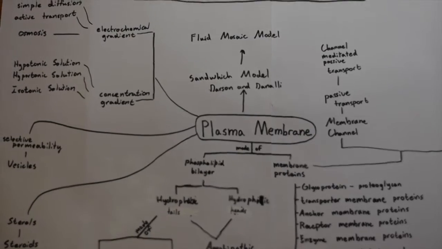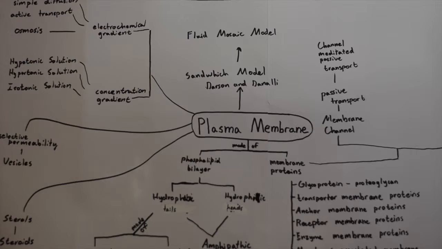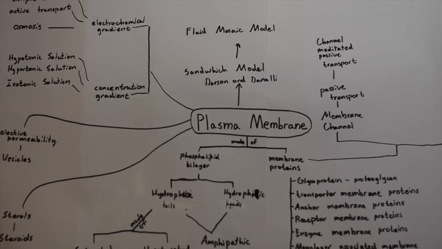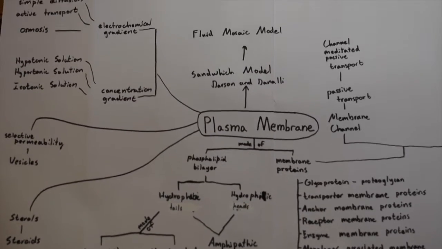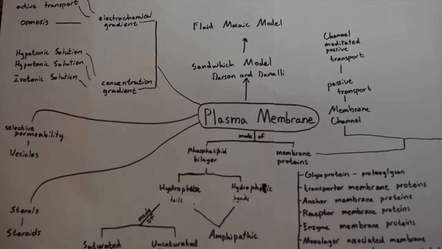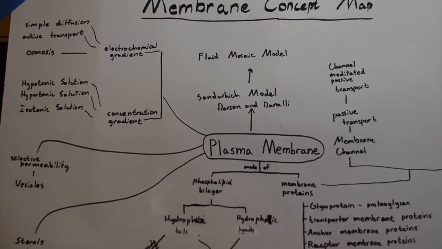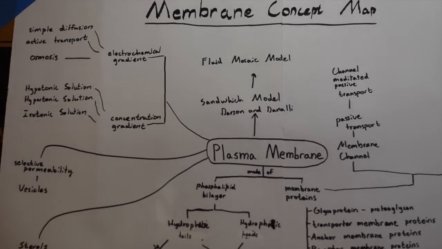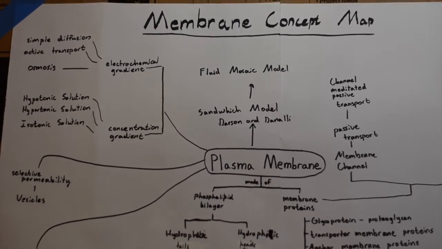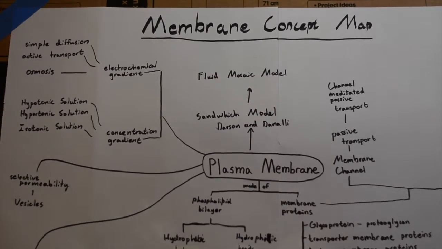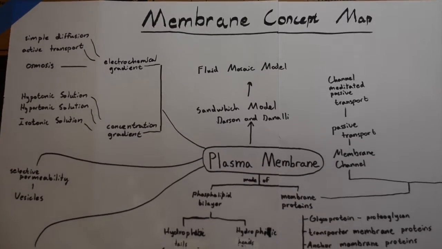Now, the plasma membrane was first described as a sandwich model, by Davson and Danielli, and they said the phospholipid bilayer had proteins on each side of the exterior. That was later found incorrect by the fluid mosaic model, which stated that the proteins were inside, touching the hydrophobic tails, as well as the hydrophilic heads on the exterior.